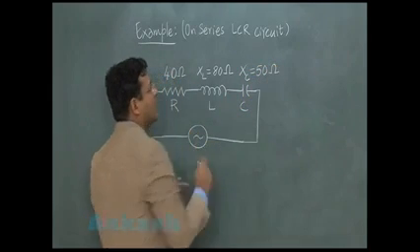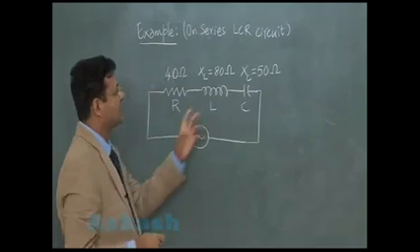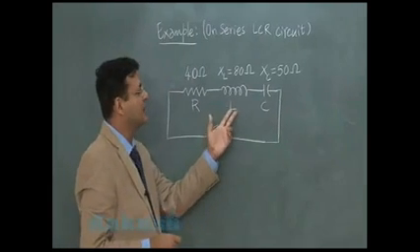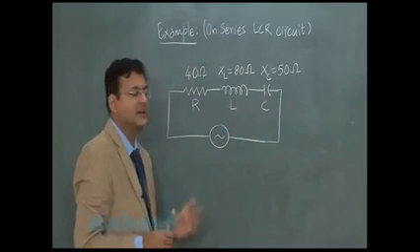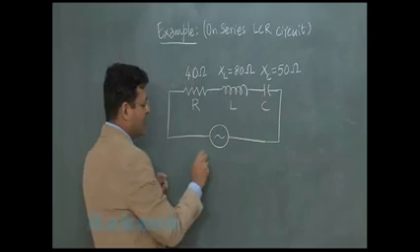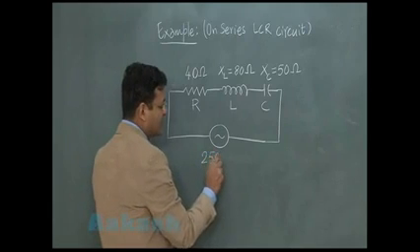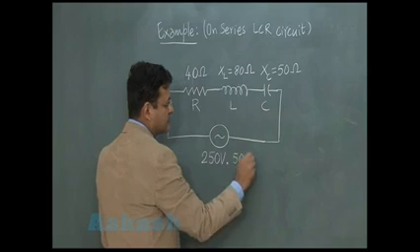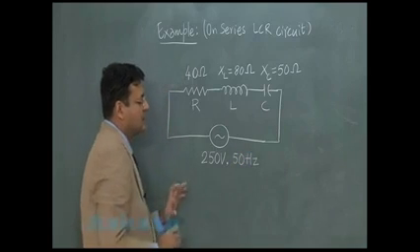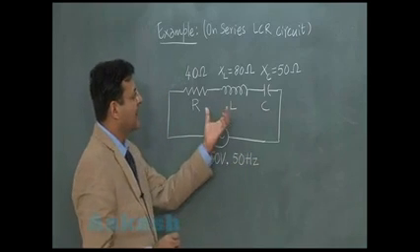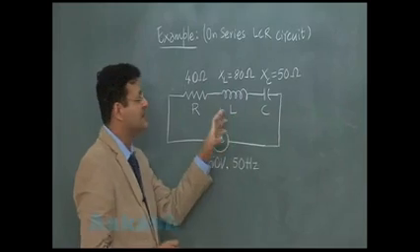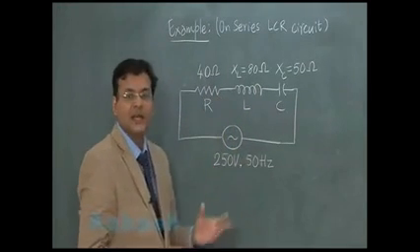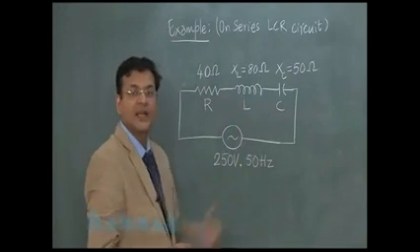Of course, in advance it has been calculated what the value of omega L is, what the value of 1 by omega C is, and say the voltage source connected here is 250 volt, 50 hertz. You understand? Here the reactance of the inductor and capacitor, omega L and 1 by omega C, has already been given to you using the formula.